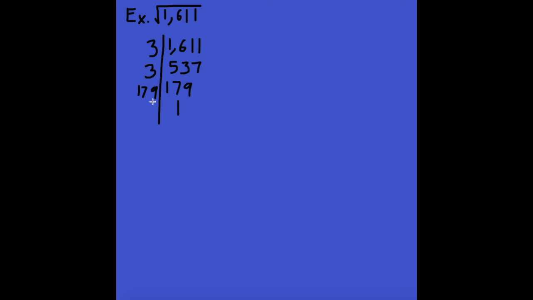Now, we look for repeats or for duplicates. We have two 3s, so we will group these 3s together. The 3 goes outside the radical, and since 179 doesn't have any duplicates, 179 goes inside the radical. Therefore, our answer is 3 radical 179.